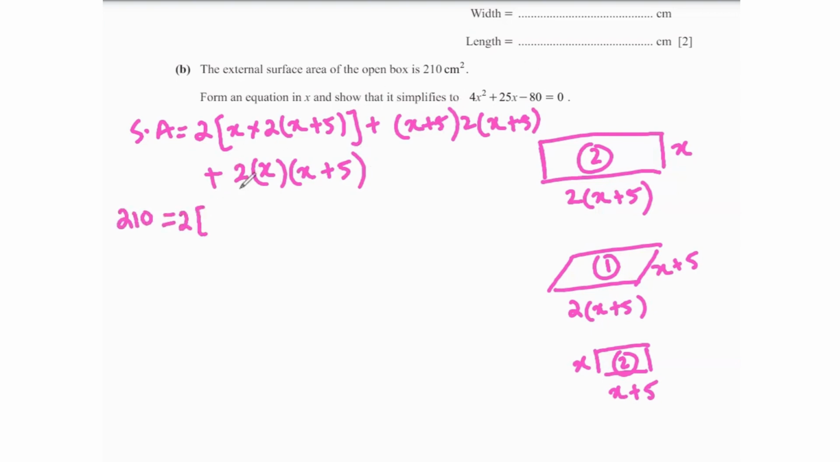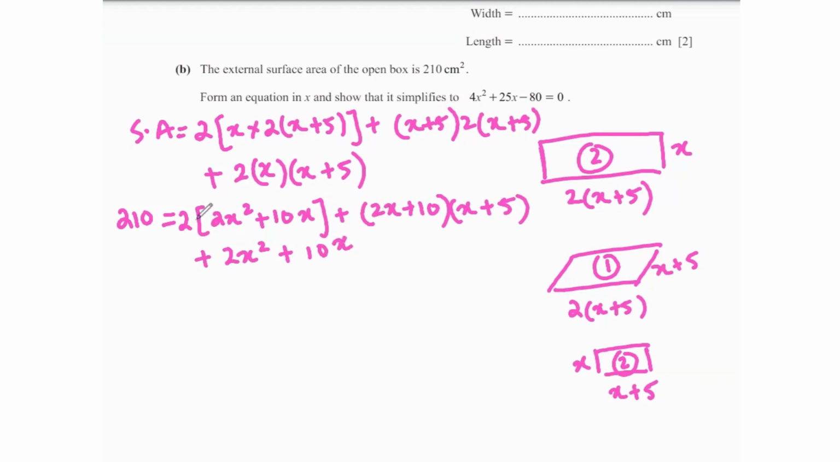So first it's going to be x times 2. So 2x times x is 2x squared. 2x times 5 is 10x. Plus x times 2 is 2x plus 10 times x plus 5, plus 2x times x is 2x squared plus 2x times 5, which is 10x. Let's further simplify this. So this is going to be 4x squared plus 20x.